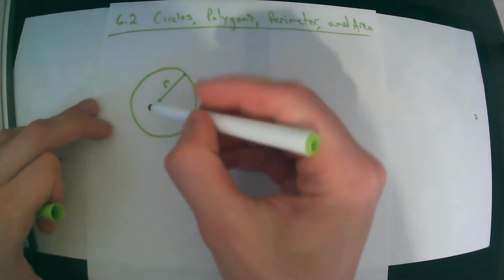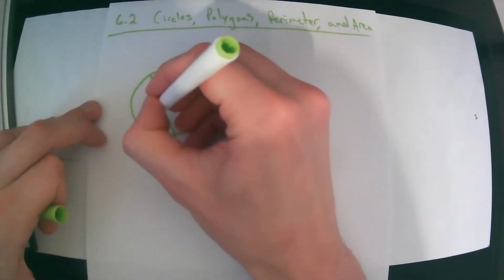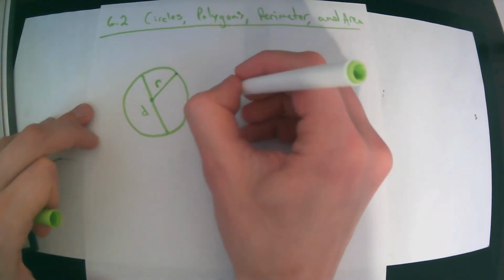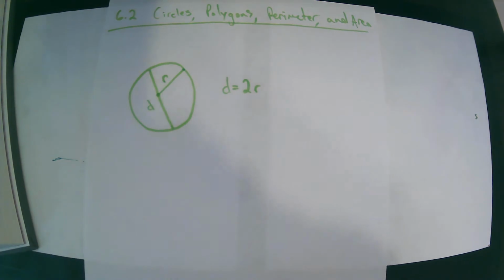And the distance from the center to the outside is the radius, and the distance all the way across is the diameter. So of course we have that relationship that diameter is equal to twice the radius. Okay.